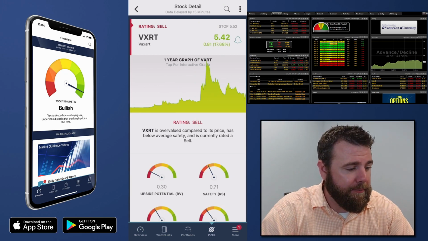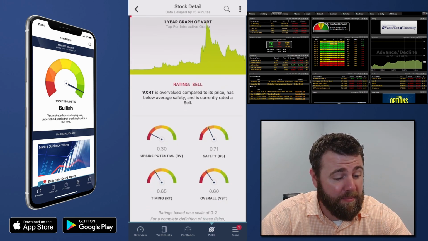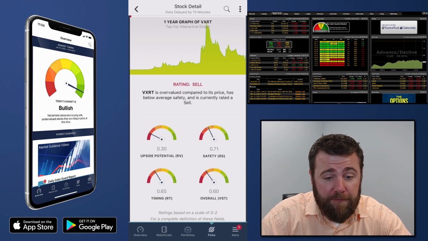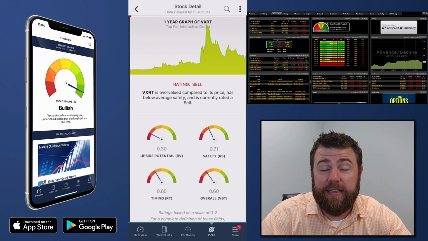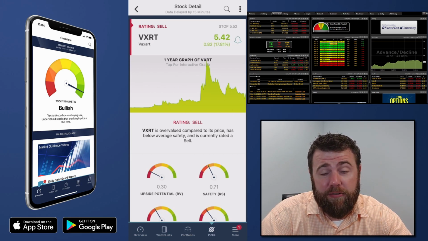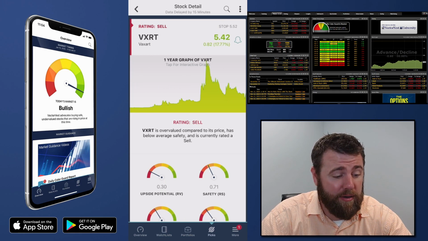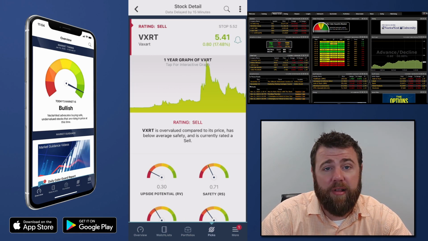So VXRT, definitely a speculative play. No surprise about that. Timing is at 0.65. So for a swing trade, short-term trade, definitely not in this one right now. If you're a day trader, it's up 17%. It has some movement going on. Could be one you'd be trading right now. But as a swing trade, anything more than a day trade right now, probably going to be staying away from this one.